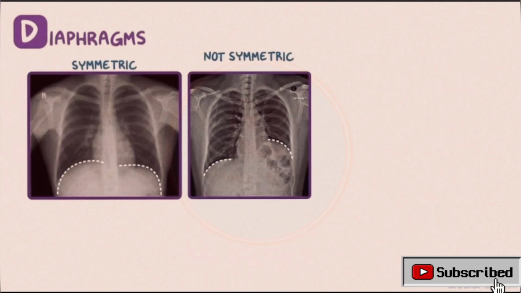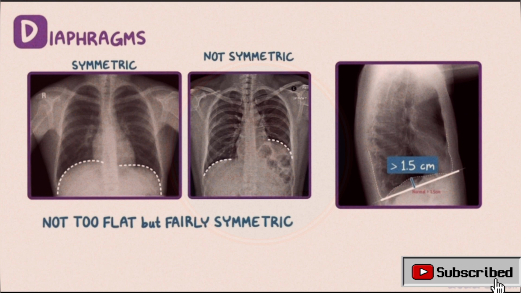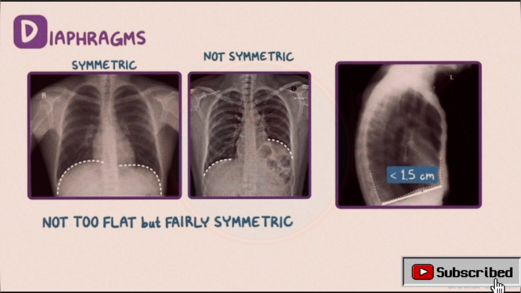D is for the diaphragms, which shouldn't be too flat, but appear fairly symmetric. You can assess flatness on the lateral view by estimating that the hemidiaphragm is 1.5 centimeters above the line connecting the costophrenic angle posteriorly and sternophrenic angle anteriorly.